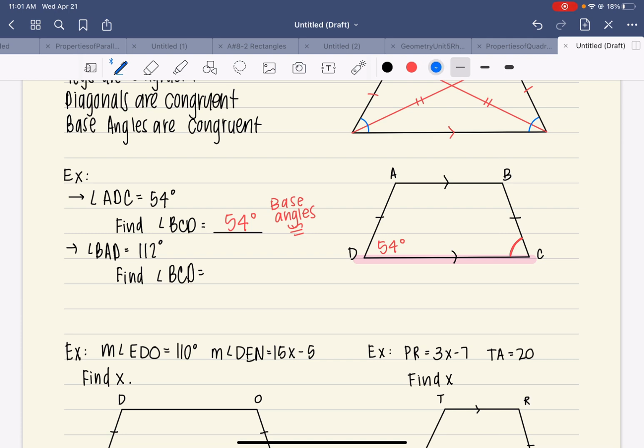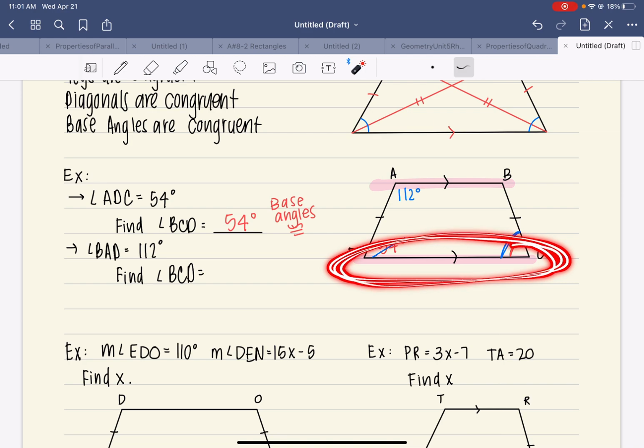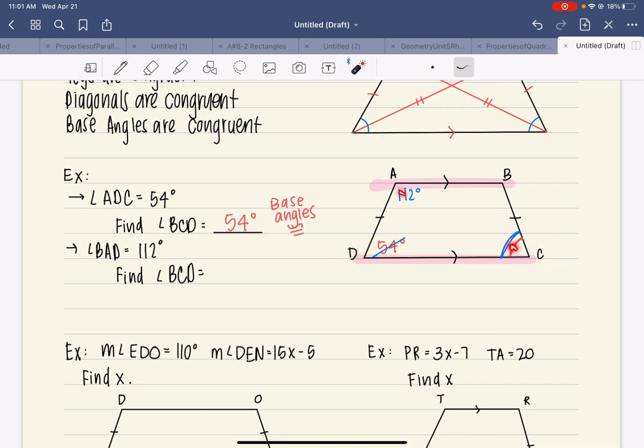All right, so let's forget what we just did. 54 is no longer in the picture, but it tells us that BAD is 112. And it wants to know what BCD is again. Well, let's think about this. 112 belongs to the top parallel. BCD belongs to the bottom parallel, meaning they're 2 different sizes.